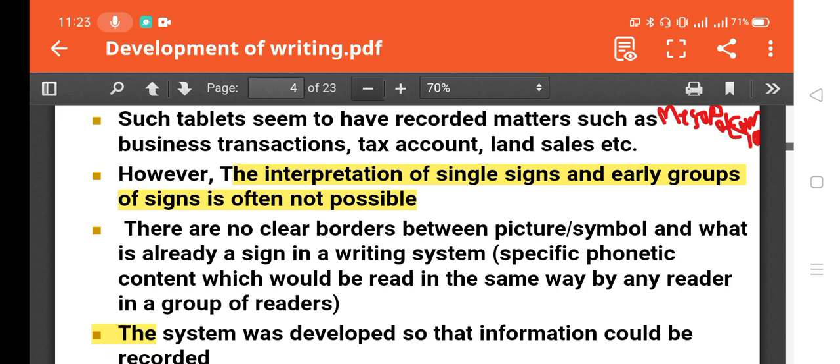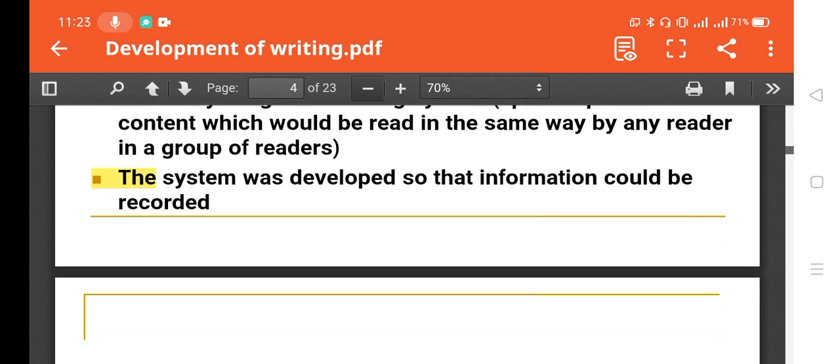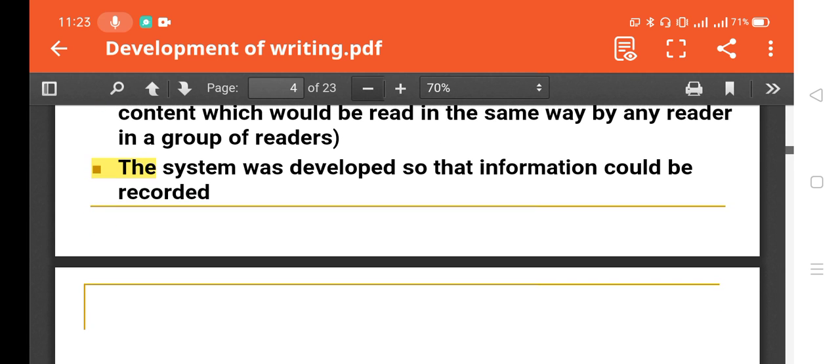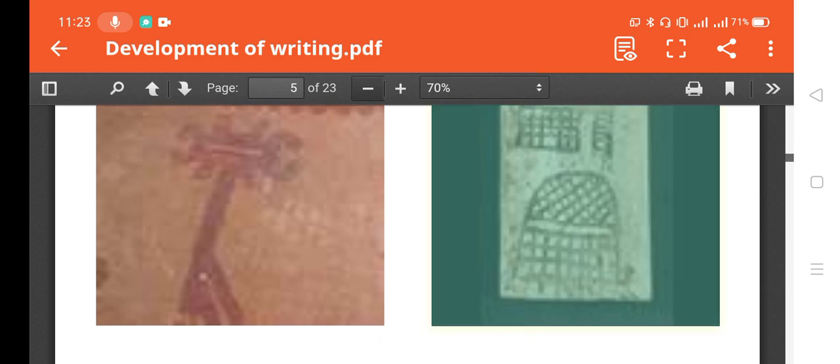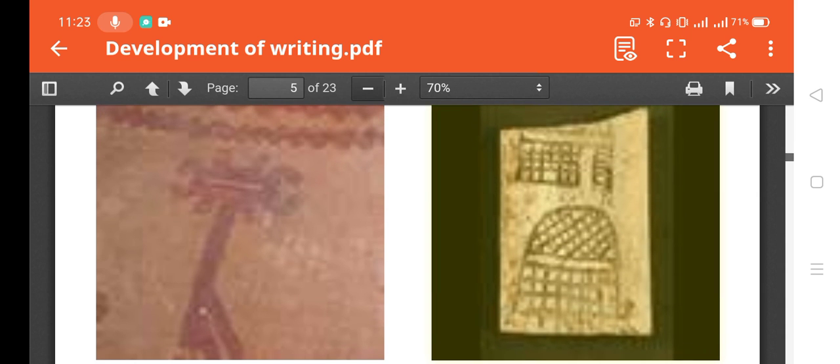The interpretation of a single sign and early groups of signs is not possible because it's too ancient and old, and there is no one to comprehend or understand that in the contemporary world. The system was developed so that information could be recorded, and they could keep a record of what they had. So these are some of their samples, you see.